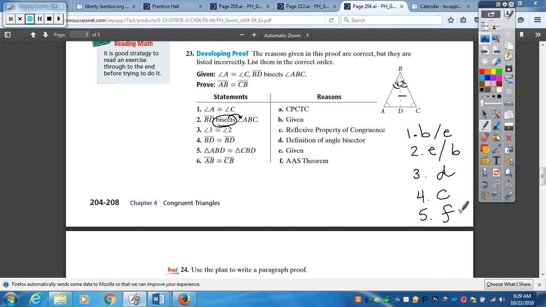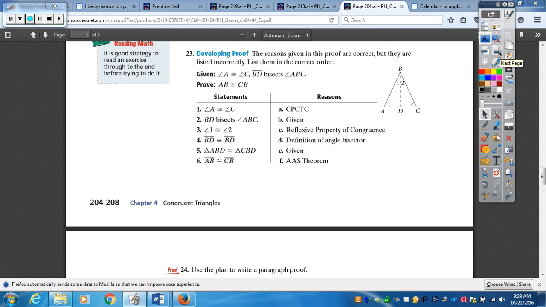The last one, would I then know that AB will be congruent to CB? The reason is because of CPCTC. So number 6 is going to be letter A. Okay, those are corresponding parts of those congruent triangles.